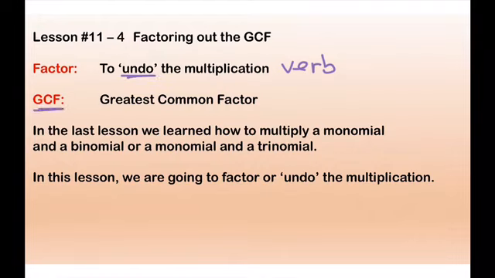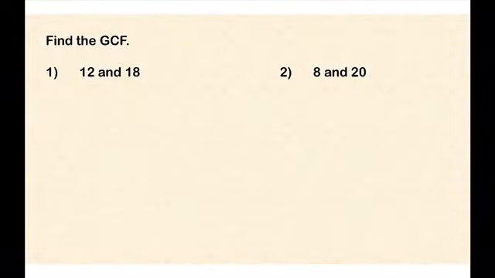So in the last lesson we learned how to multiply a monomial and a binomial, or a monomial and a trinomial. We also learned to do binomials, but we're going to just stick with the monomials and then something else today. So what we're going to do today, we're going to factor or undo our multiplication. So the first thing we have to practice doing is being able to find the greatest common factor. So let me go over how to do that.